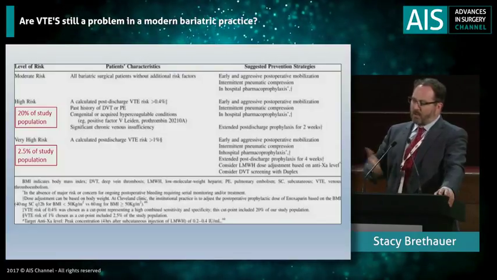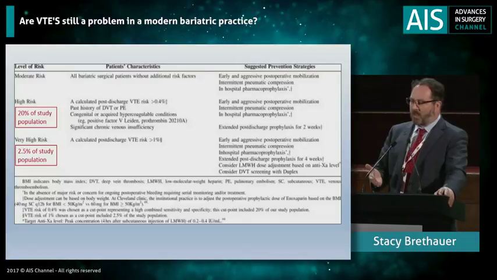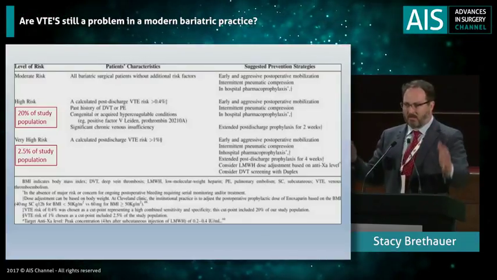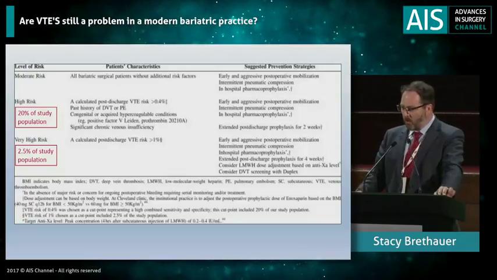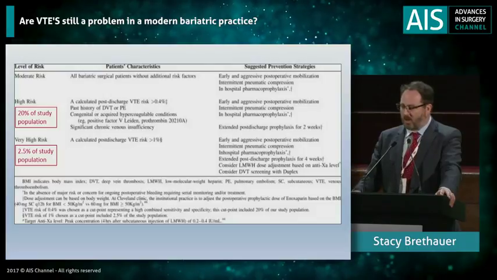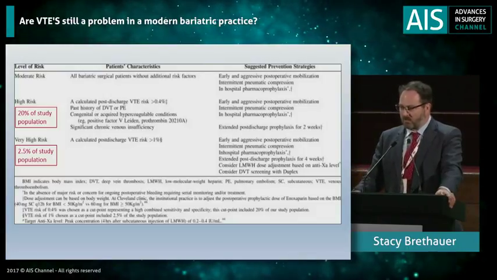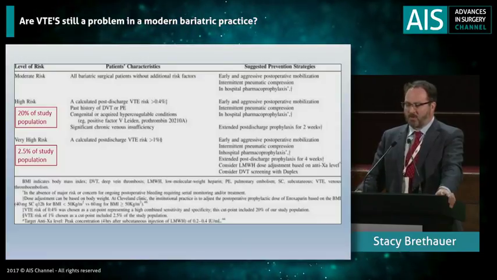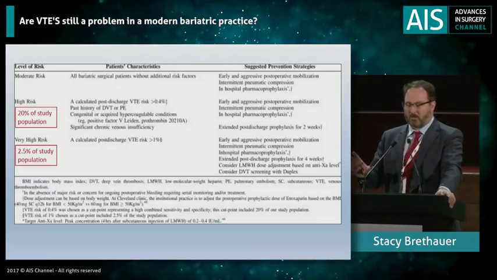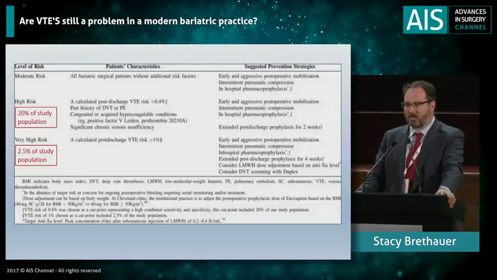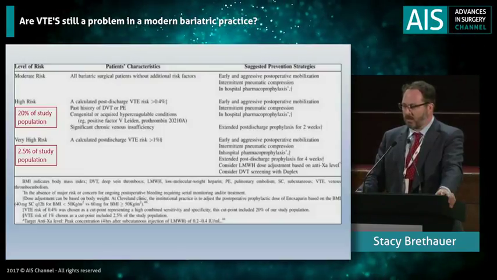If they fall in that category between 0.4 and 1%, then they're in the high-risk category, and about 20% of the population fell into that category. In addition to the calculator, if they have a history of hypercoagulable state or severe chronic venous insufficiency, we put them in that category. And those patients we prescribe an additional 2 weeks of post-discharge chemoprophylaxis. Again, we use Lovenox twice a day in our patients.